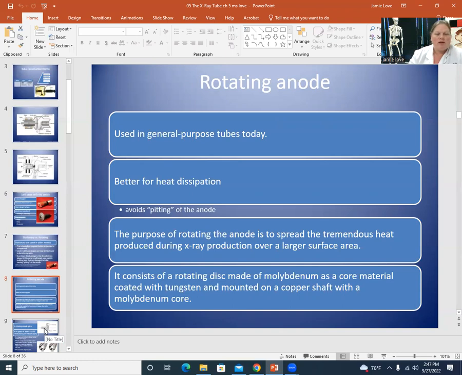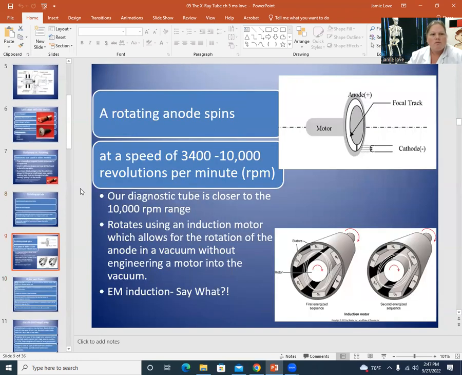That moly core is a little bit lighter, makes it a little bit easier for it to spin and rotate, not as heavy as a metal. The rotating anode spins almost 10,000 RPMs. So really, really fast it's rotating in our tube. So sometimes we can hear that rotation.